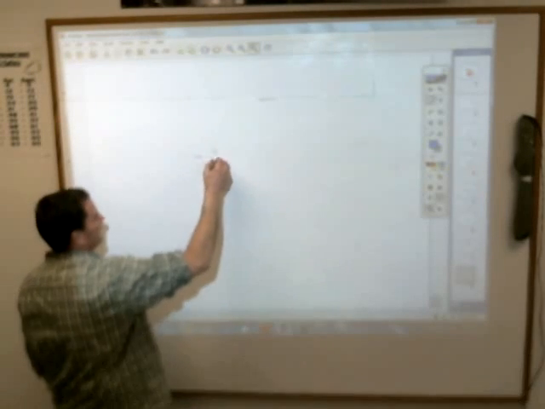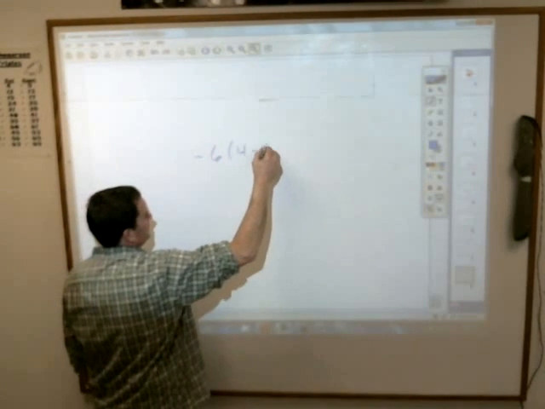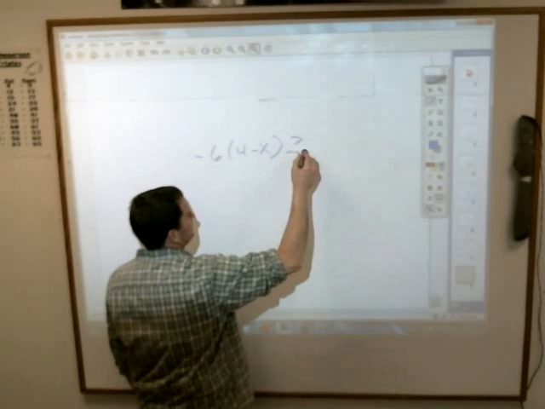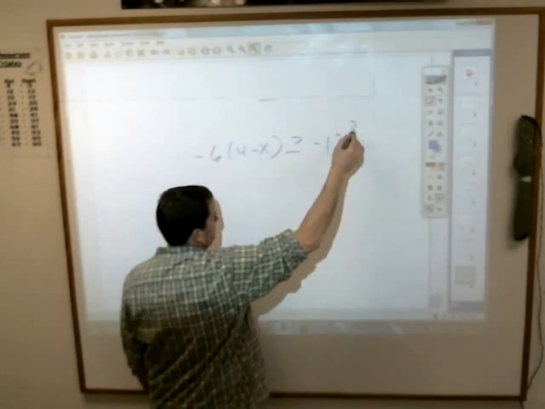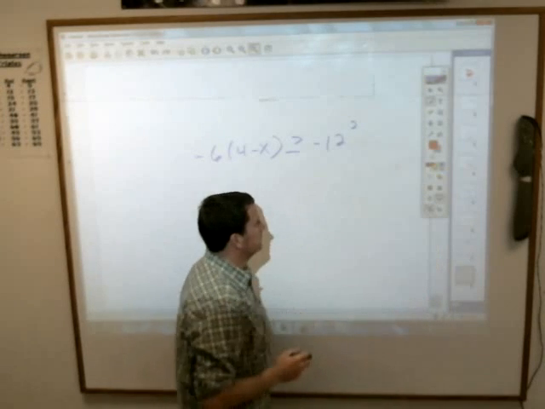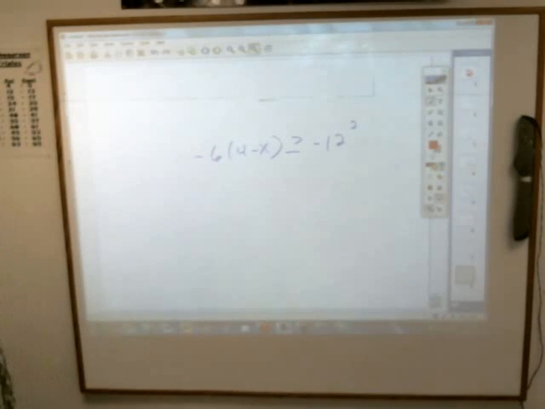How about this one? -6 times 4 minus x is greater than or equal to -12 squared. Should I let you do this one? Yeah. Sure. Go for it. Give it a proverbial shot.